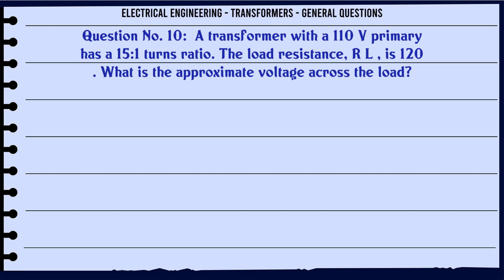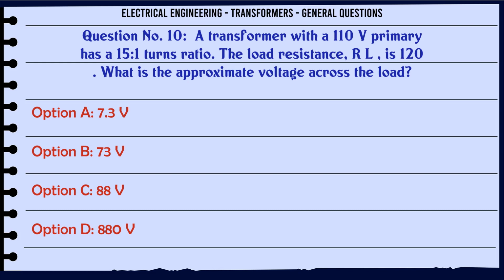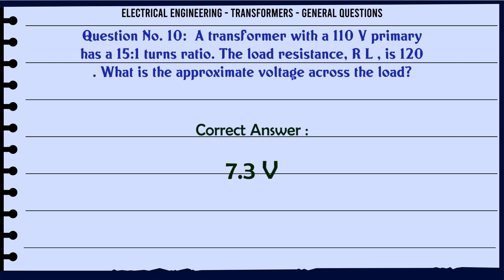A transformer with a 110 V primary has a 15:1 turns ratio. The load resistance RL is 120 Ω. What is the approximate voltage across the load? A. 7.3 V, B. 73 V, C. 88 V, D. 880 V. The correct answer is 7.3 V.